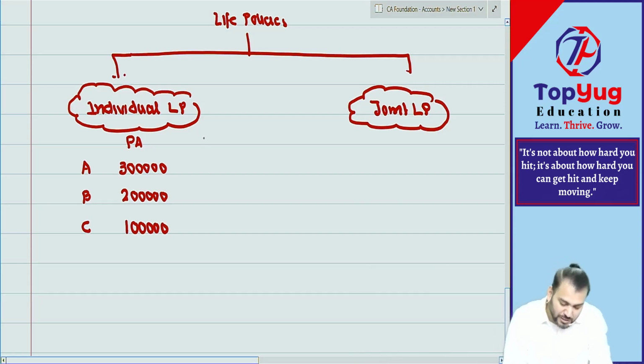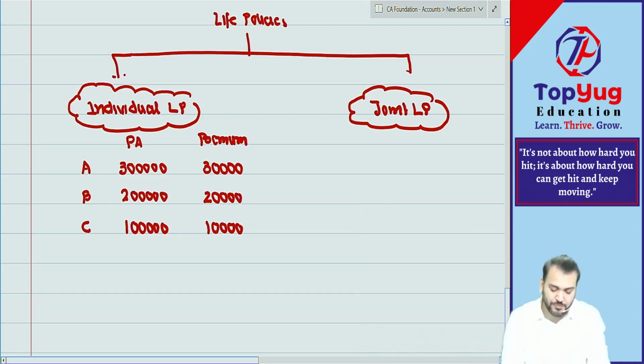Correct? So on this premium will also be paid. Let us assume premium on the life of, suppose, 30,000, or suppose 20,000, suppose 10,000. Correct? This is an assumption. Are you getting what I am saying? So can you say who is paying the premium?